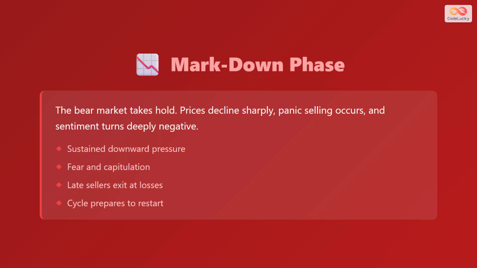The markdown phase is where the bear market takes full effect. Prices decline sharply and persistently, fear replaces greed, and panic selling occurs as investors rush for the exits. This phase features sustained downward pressure, capitulation events where even long-term holders give up, and late sellers exiting at significant losses. Eventually, prices reach levels that attract value investors once again, and the cycle prepares to restart with a new accumulation phase. Understanding that this is part of a natural cycle helps traders maintain perspective.